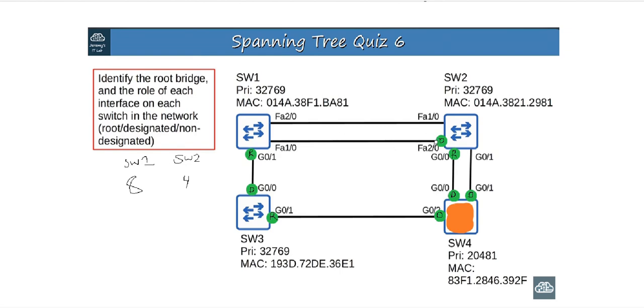Alright, so now what connections are left? The connection left will be this connection. Again, who wins the title of the lowest root cost? It is switch 2. So switch 2 will be given the designated port.